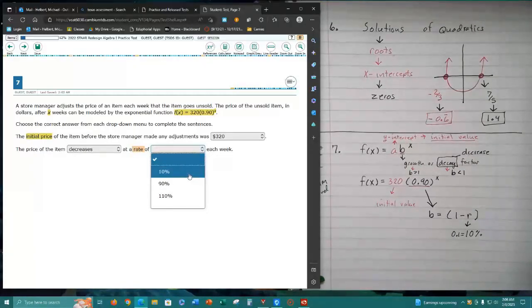So now I'm going to go back over here and I notice that 10% is an option. So I'm going to click on it. This is my answer. I now put my initial price, which is $320. That was my y-intercept or starting point. I put that it decreases because my decay factor was less than 1. And then I figured out that it was 10% as far as the decay rate, and that was because that's what I would need to add to 0.9 to get it back to 1, because we started out with a 1 and we had subtracted the rate.